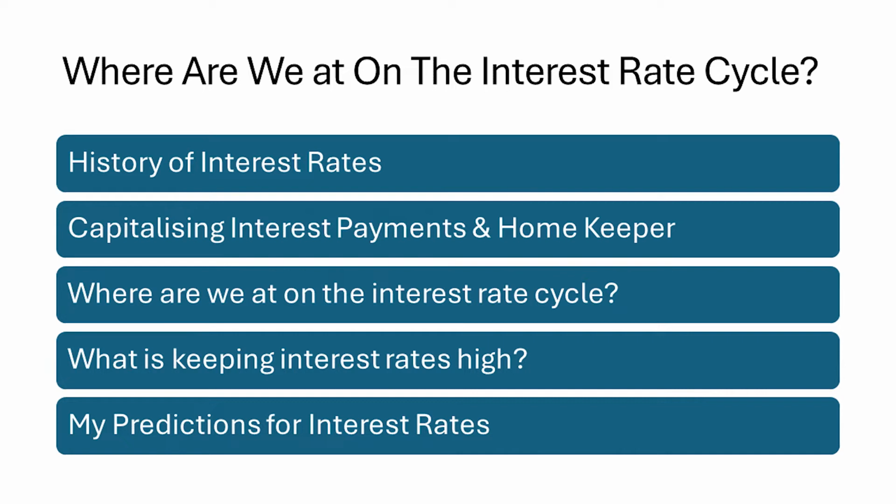Where are we at on the interest rate cycle? There's a few key points here I'd like to make. The history of interest rates, the capitalisation of interest rate payments and HomeKeeper. That's a really interesting one. Where are we at on the interest rate cycle? What is keeping interest rates high? And what my predictions are for interest rates. Let's get into it. So look, a little bit of the history of the RBA.